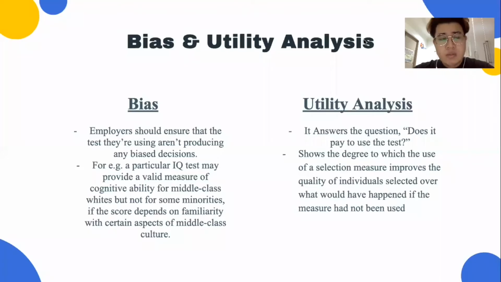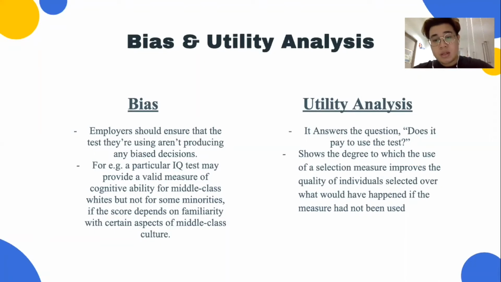The next one is bias and utility analysis. For bias, employers should ensure that the tests they're using aren't producing any biased decisions. For example, a particular IQ test may provide a valid measure of cognitive ability for middle class whites, but not for some minorities, if the score depends on familiarity with certain aspects of middle class culture.